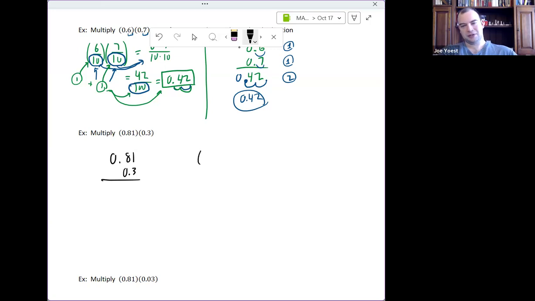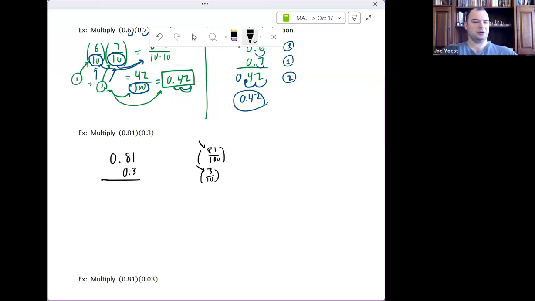We're basically thinking of this as like 81 one hundredths, and 3 tenths. So we're really just multiplying the numerators, 81 and 3. Being able to go back and forth with these decimals and fractions, thinking of it one way when it's convenient or the other way when it's more convenient, is super helpful.